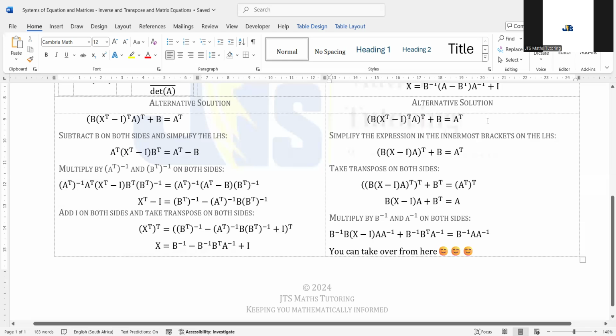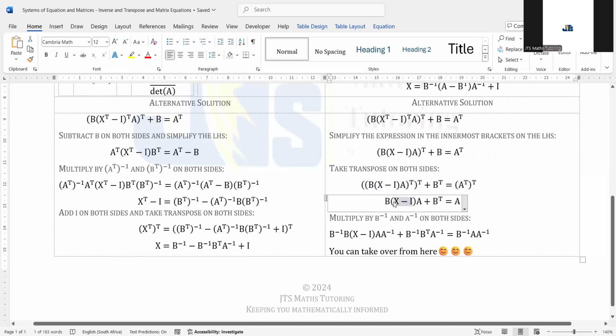Wonderful. Right, here is another alternative solution. What I did was to first simplify the expression in the innermost term. So I could have simplified right here. Take transposes. This time around, I did not even subtract the B yet. So I'm taking my transpose. Okay, beautiful. This is what I have right here. And you take the transpose of this. This is what you're going to get.